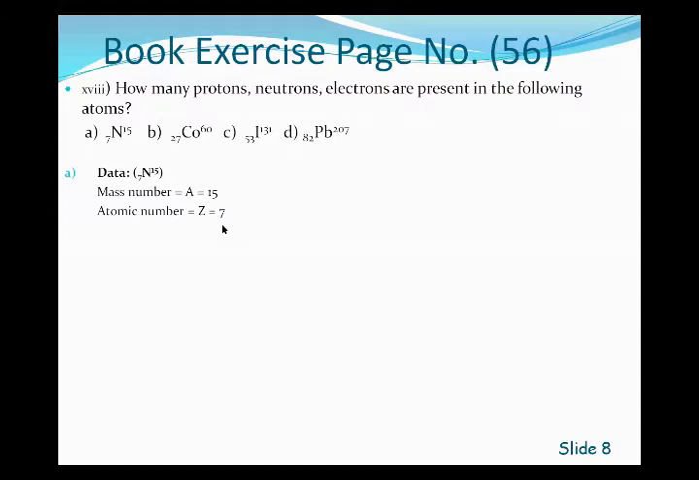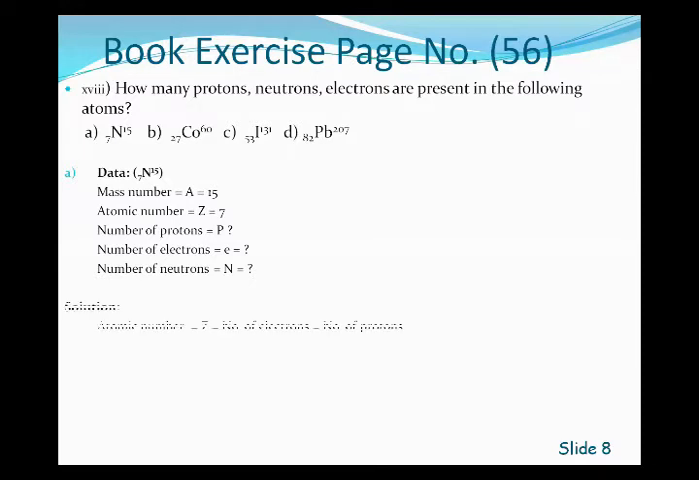Then we have the number of protons. Our task is to find out the number of electrons and the number of neutrons. So we will find out these three things. But first, the solution according to definition: what is the atomic number? Atomic number is the number of protons or electrons in the atom. Okay, this is the atomic number. So the number of electrons will be 7 because atomic number is equal to the number of protons. So the number of protons is 7 and the number of electrons is also 7.